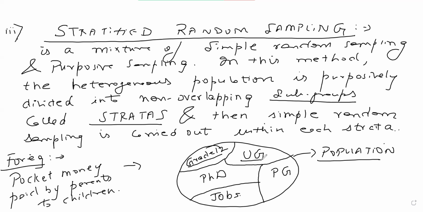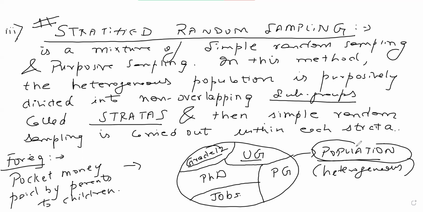So why do we do this method? Because my population is heterogeneous. Obviously, grade 12 students are different from undergraduate, from postgraduate, from jobs, and from PhD students. These are quite different from each other in terms of their experience and their career prospects. So the pocket money might differ from subgroup to subgroup, depending upon the requirement. So simple random sampling is not a good method. The better method is stratified random sampling, because in this method, I can divide my population into subgroups, and then within every subgroup, I can conduct simple random sampling.